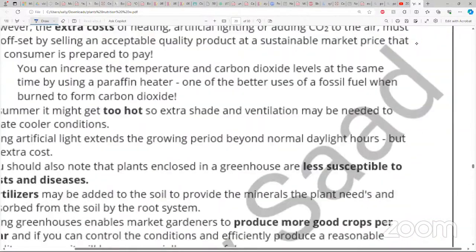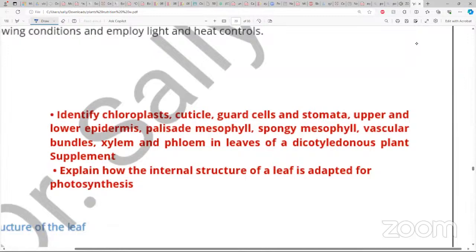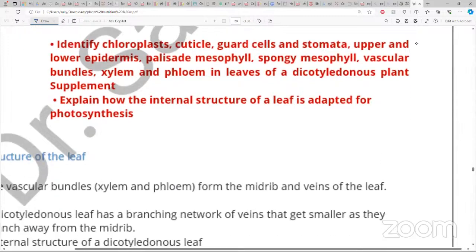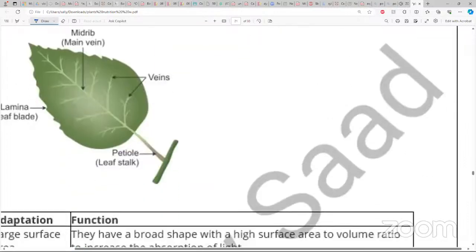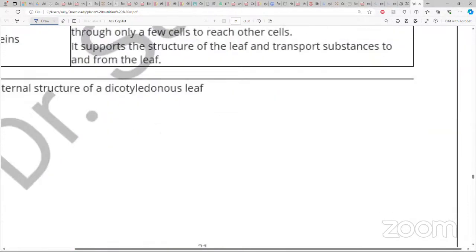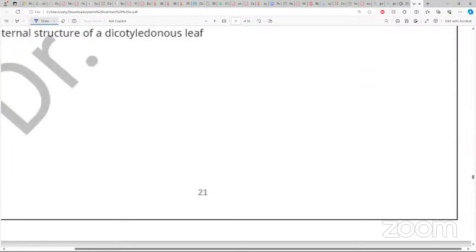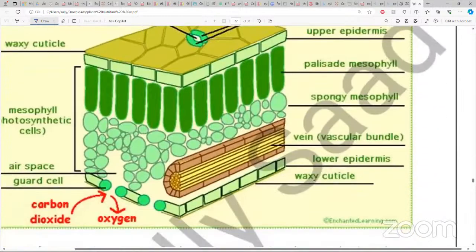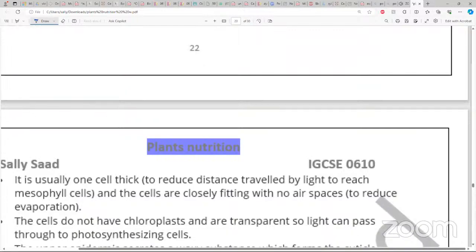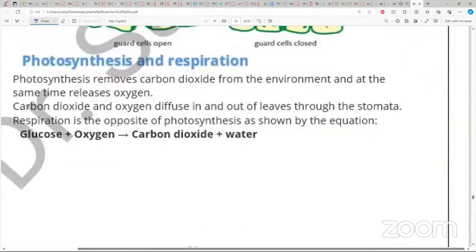This is all about the practical part of this chapter. Okay. I think by that way this chapter is done. These are the features of the leaf externally, and here is the internal one. We have to memorize the function of each part. Okay. Next session, inshallah, we will start plant transportation. Plant nutrition is done. Are you okay with plant nutrition?